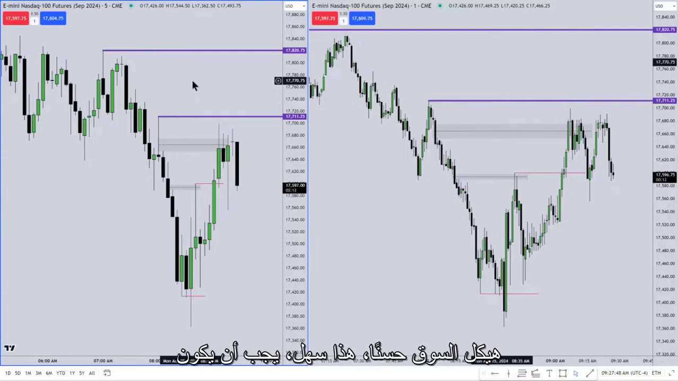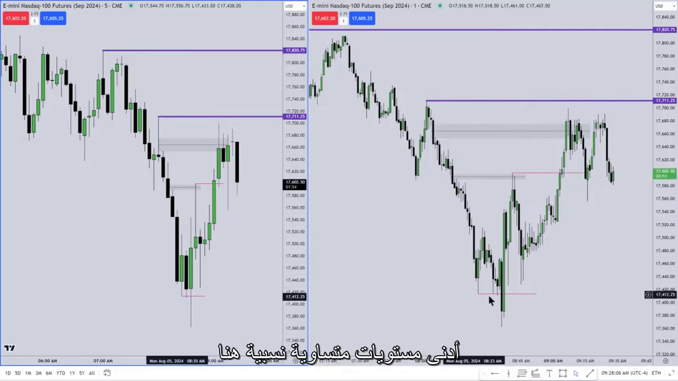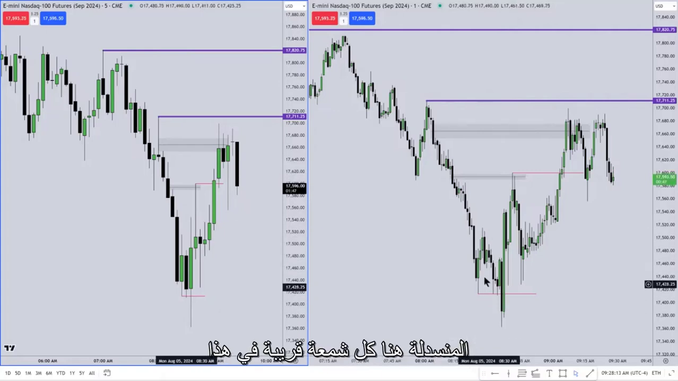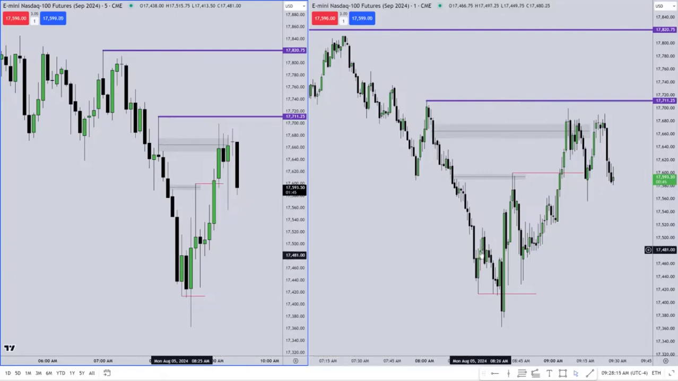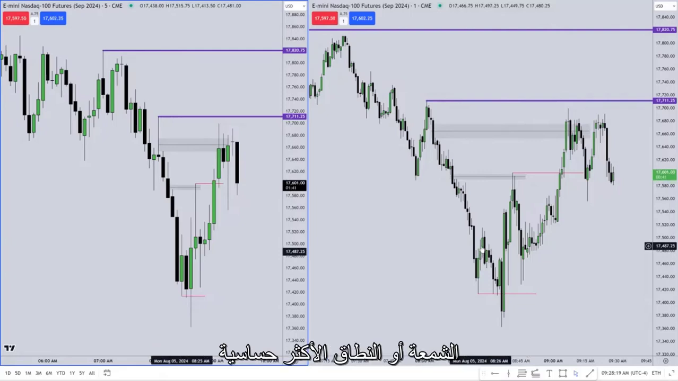Well, that's easy. I'll give you an example right here. We have the relative equal lows here, and the market drops. You see that? So this drop down here, every up close candle on this time frame, all of this right here, that is your breaker. The most sensitive candle or range is going to be the last up close candle.